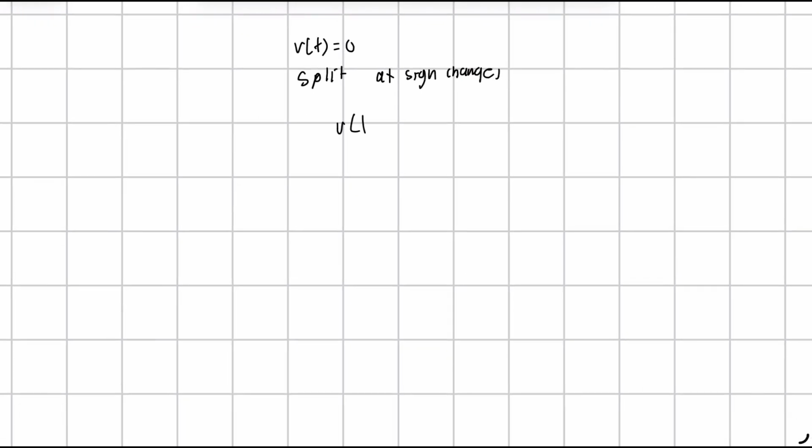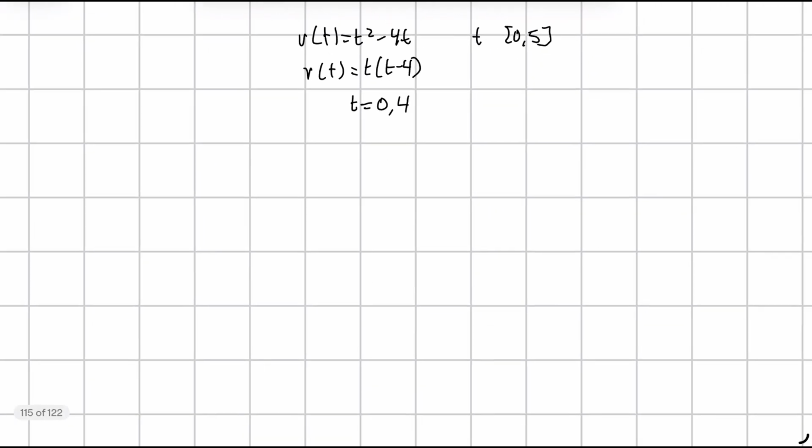So then let's say we have v of t is equal to t squared minus 4t, and we want to find the total distance that we traveled from time 0 to 5. So we know that v of t, we can factor this, and we would get t times t minus 4. And then using the zero product property, we would get t is equal to 0 and t is equal to 4. So that means that when we are looking at 0 to 4, we have a negative velocity, and when we are looking at 4 to 5, we have a positive velocity.